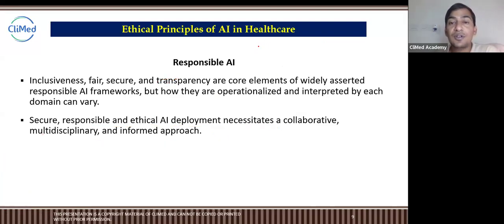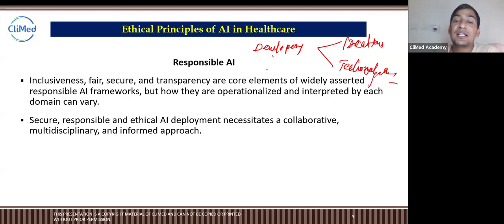First of all, the developers. Developers are also of two types. One is ideation, the person who came up with the idea, and then the technologist who brought this idea to the surface. Then there are the regulators involved. Then the distribution.